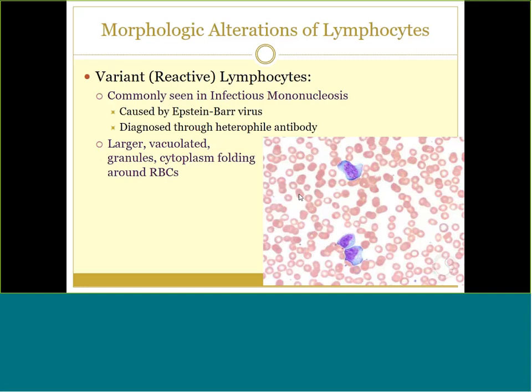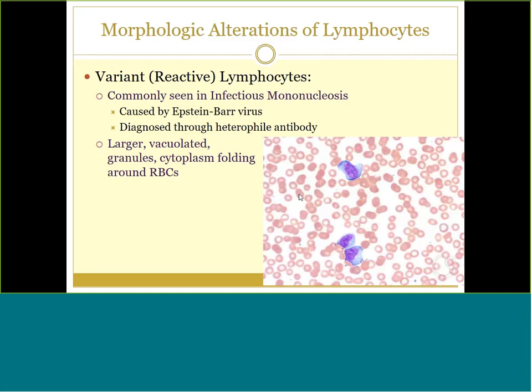One common disease that we see that with is infectious mono. So again, infectious mono is caused by the Epstein-Barr virus. You diagnose it in the lab usually just through a mono kit, and it's looking for a heterophil antibody that is part of that infection, and that gives us a positive result letting us know that there is mono.